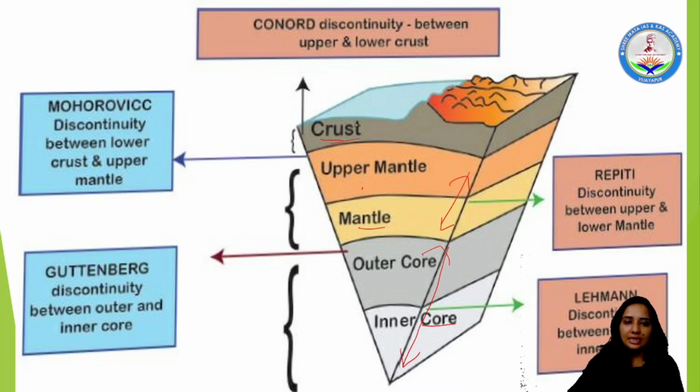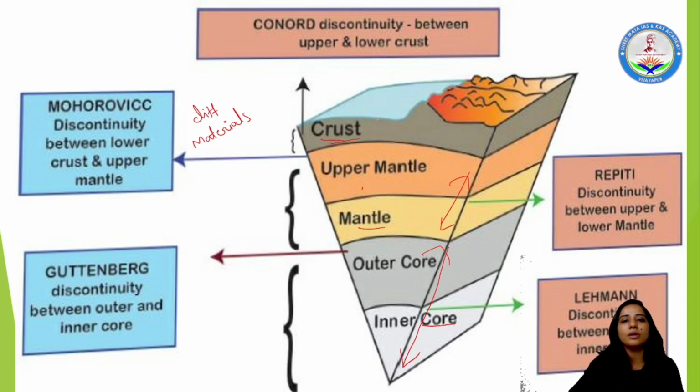And there is a difference in the composition of materials. Due to the difference in the composition of materials from one layer to another, we have differentiated and given them names. And what materials are present and in what form they are present, they are referred to in different manners. Now let us look at the crustal part first.